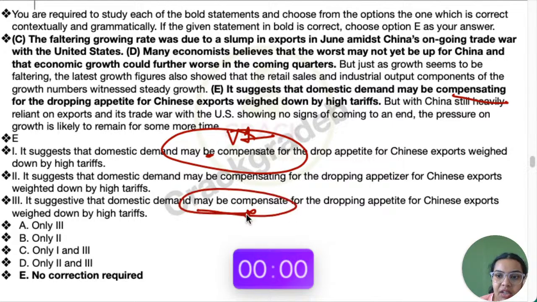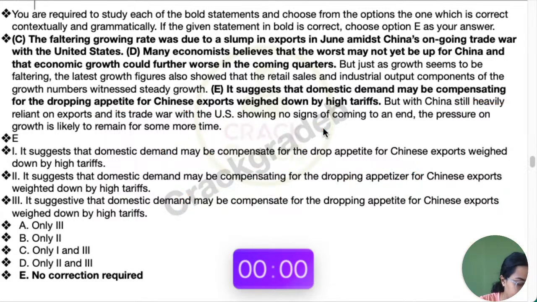Maybe compensating for dropping appetizer. It's not the food appetizer, but dropping appetite for expo. This appetite means metaphoric appetite over here, the desire to have something, that craving, or you would want to satisfy yourself with something. It's used for that context, okay? But if you use the word appetizer, it would literally mean that restaurant appetizer. So we cannot use this.